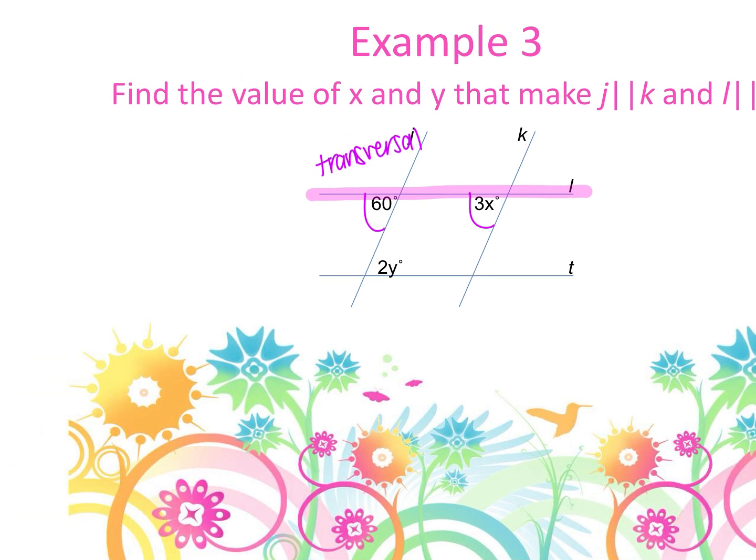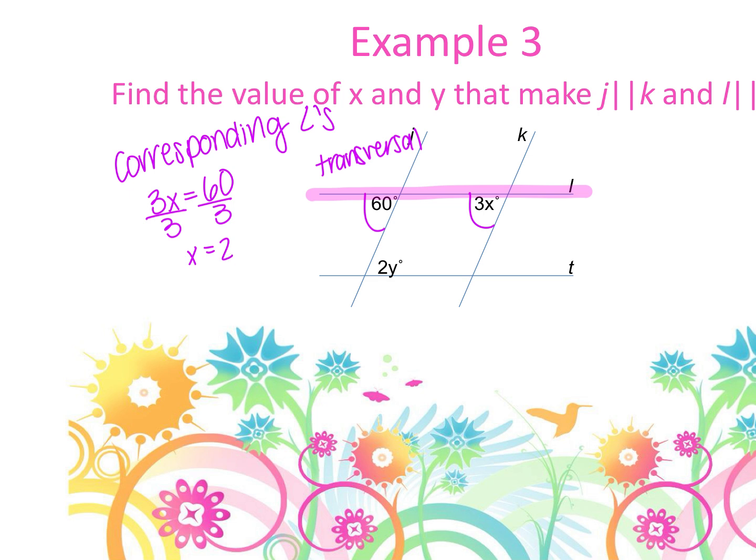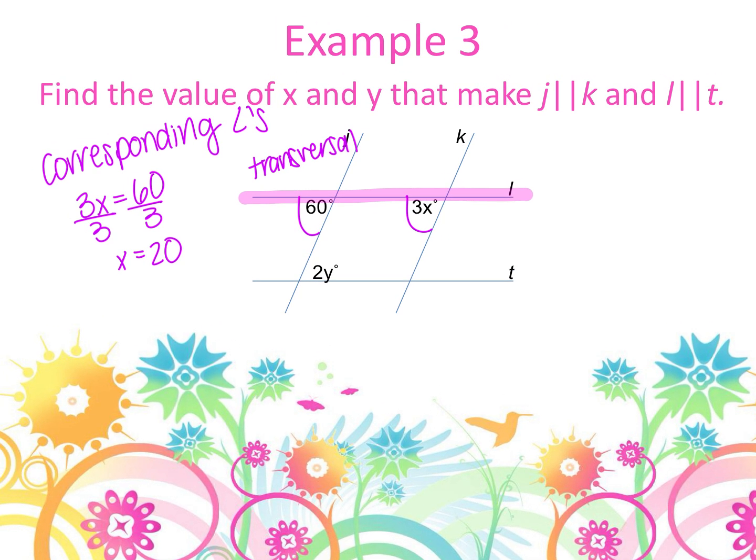So what did we say we used? Corresponding, right? So we used corresponding angles. So 3x equals 60. Solving for x, what does x equal? Good. So x is 20 degrees. Now I'm going to go ahead and look for 2y. What is 2y equal to? Yeah. 2y is equal to angle 60 by the alternate interior.